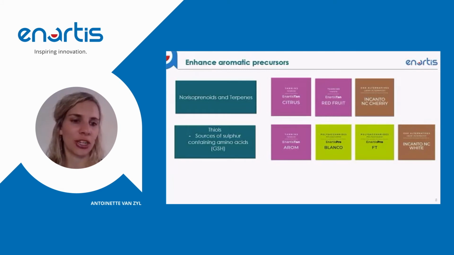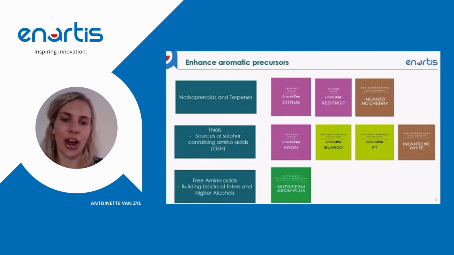And last but not least, we have Encanto Range White, which is also in combination with some oak-derived and acacia wood-derived tannins. Then free amino acids can be added to the must by adding a rehydration nutrient called NutriFerm Arom Plus.